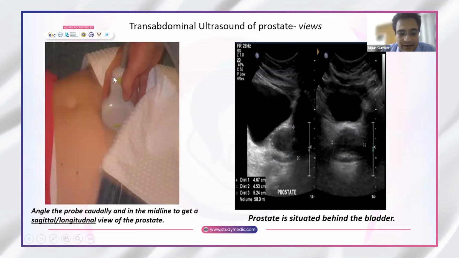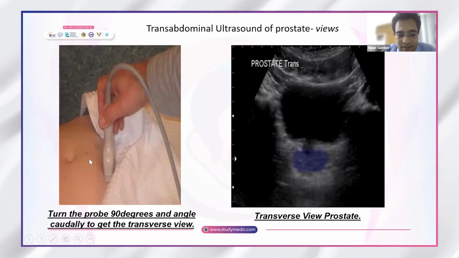So first, to get a longitudinal or sagittal view, place the probe in the 90-degree position with the marker of the probe towards the patient's head. So you will get a sagittal or longitudinal view of the prostate. Angle the probe a little bit caudally, in the midline in the pelvis. This is the urinary bladder, and you will see that there is the prostate just behind the urinary bladder. This is the transverse view.